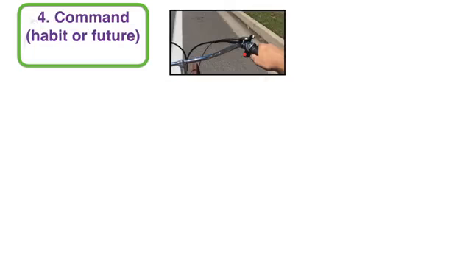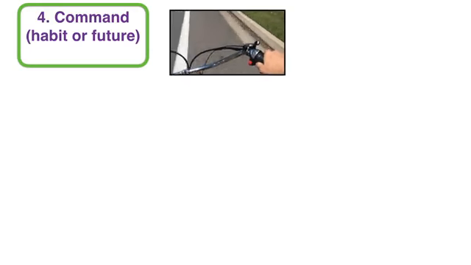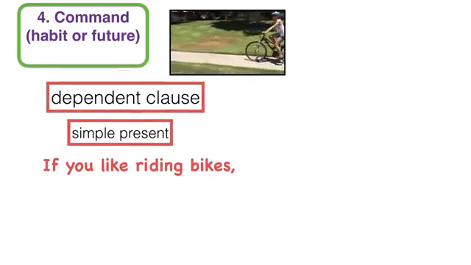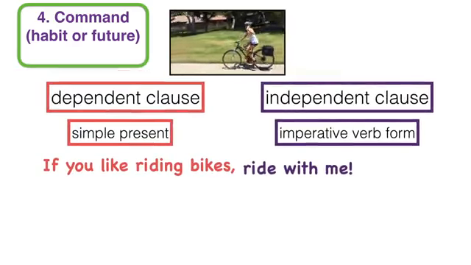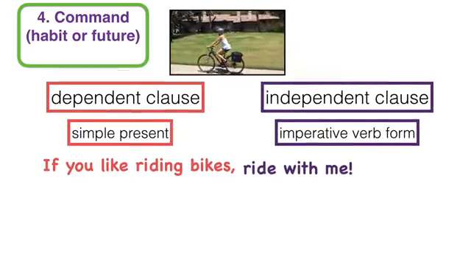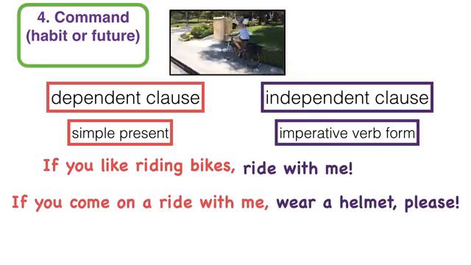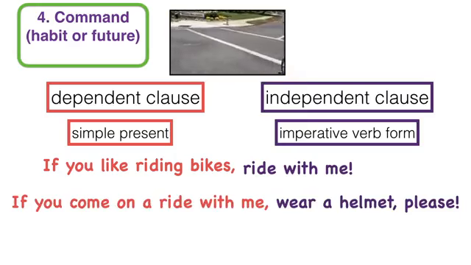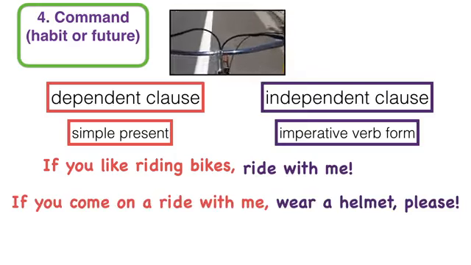Finally, we can use an imperative verb or a command in the result clause. Again, this could express a habit or the future. For example, if you like riding bikes, ride with me. Here's another example. If you come on a ride with me, wear a helmet, please. Notice these are imperative verb forms.